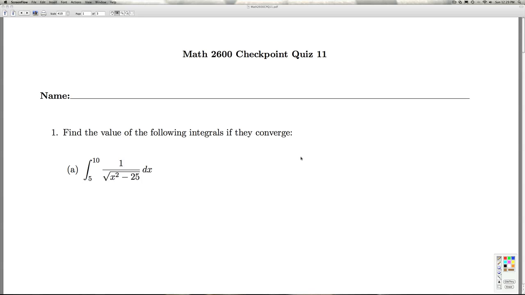Hi folks, this is Calc 2, Checkpoint Quiz 11. In this checkpoint quiz we're given some improper integrals to deal with.